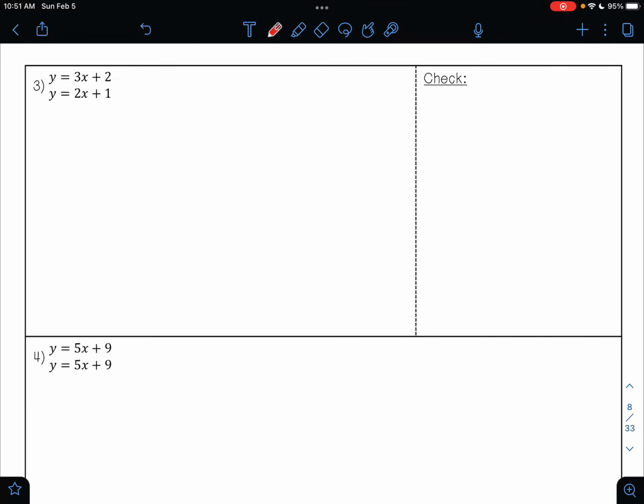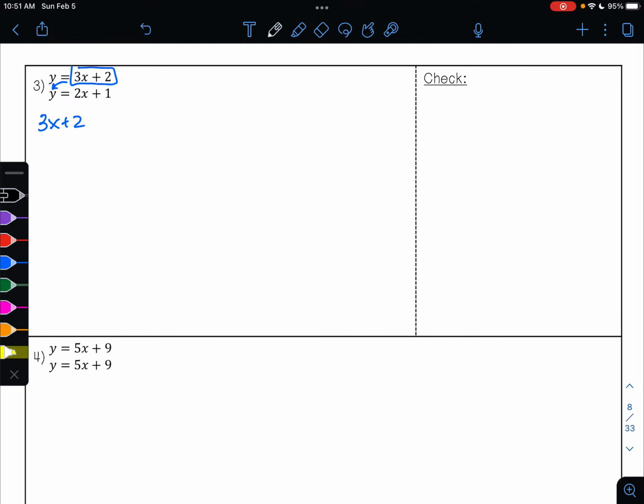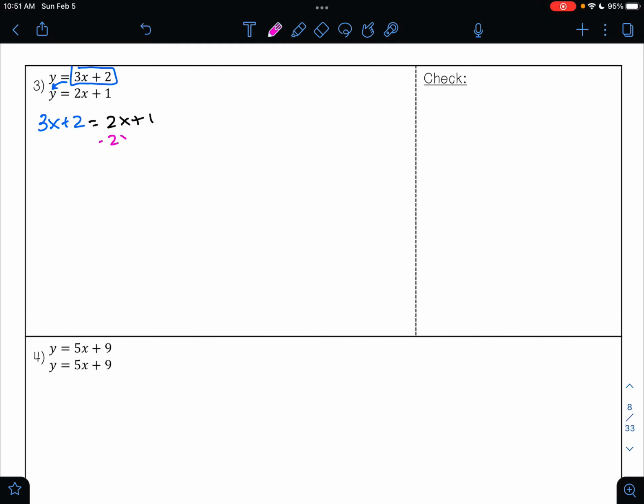If we look at the next example, here I have y equals 3x plus 2 and y equals 2x plus 1. I'm going to take what y equals in this equation and plug it in for y in this equation. So instead of y equals 2x plus 1, I'm going to have 3x plus 2 equals 2x plus 1. From here, I have x's on both sides of my equation, and I want to get them on the same side. So I'm going to choose to subtract 2x on both sides.